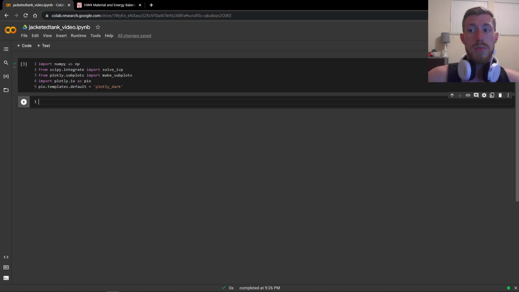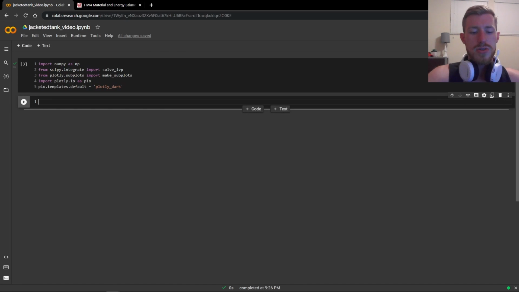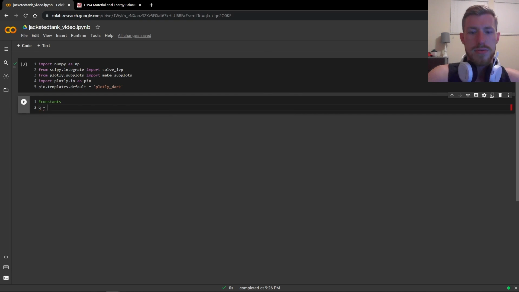So to start, we're going to need to import all of the constants that we have for this simulation. Now there's a lot of them all here on this page, so we're going to start doing them one by one. We start with Q, which is 100 liters per minute. So I'm just going to type constants right here. We start with Q is equal to 100, liters per minute.